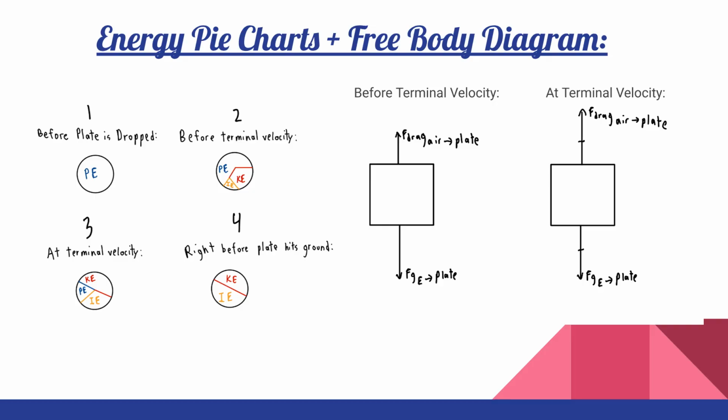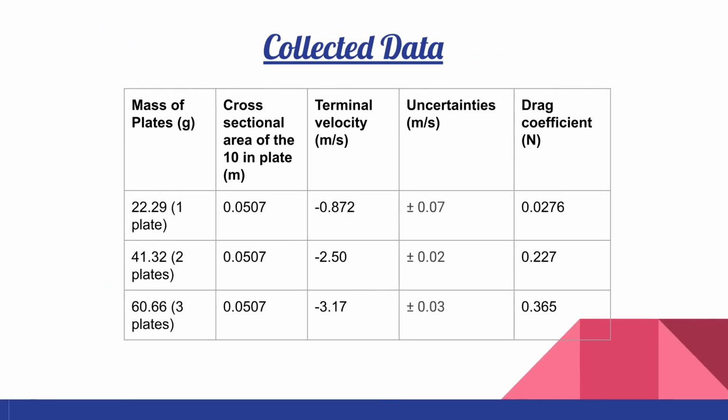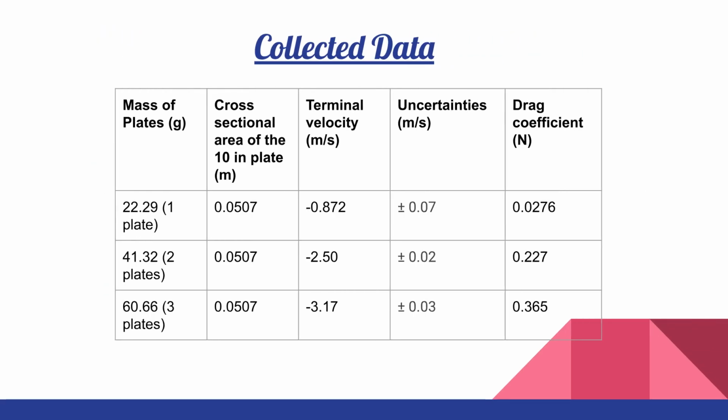The free body diagram explains why, before terminal velocity, gravity is larger than drag, so the plate accelerates. And then at terminal velocity, drag is equal to gravity, giving a net force of 0 and a constant falling speed. Here's our data for the 3 different plates. We have our 3 different masses. We have the area of the plates, which was the same for all 3, but that is important so we can calculate the force of drag, and then the terminal velocity of the 3 different plates that are different masses.